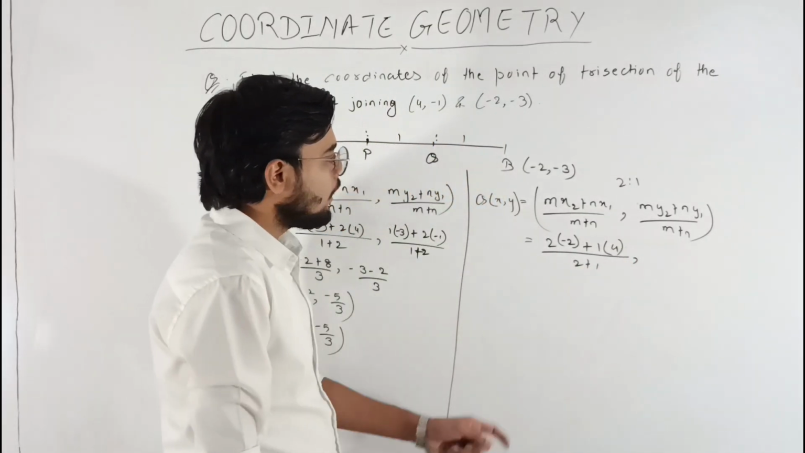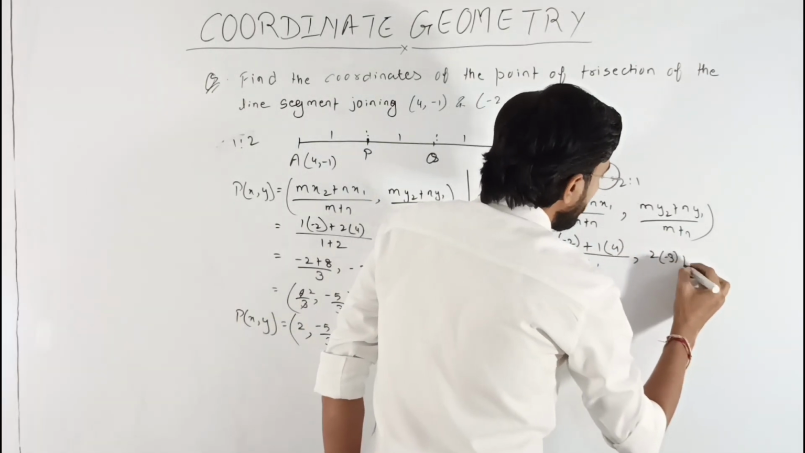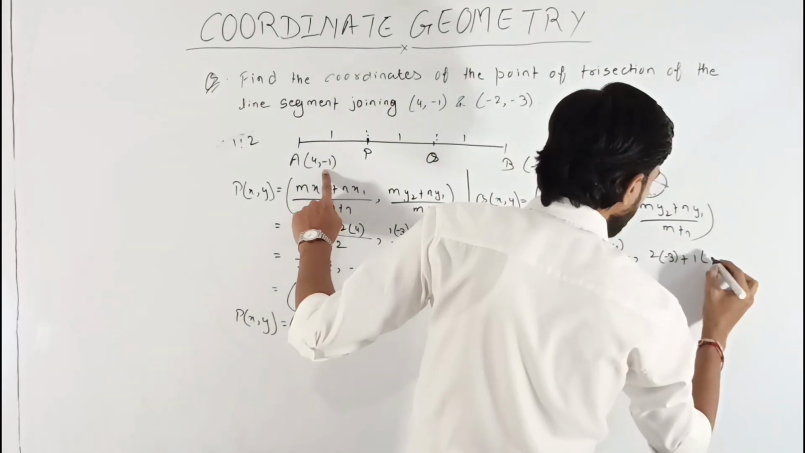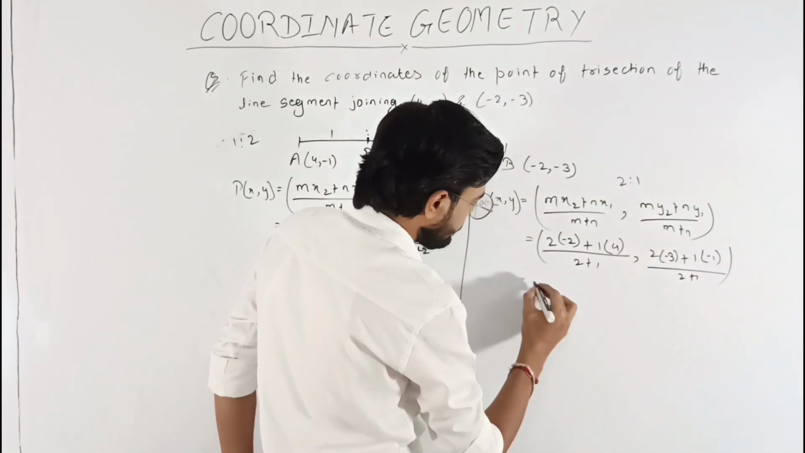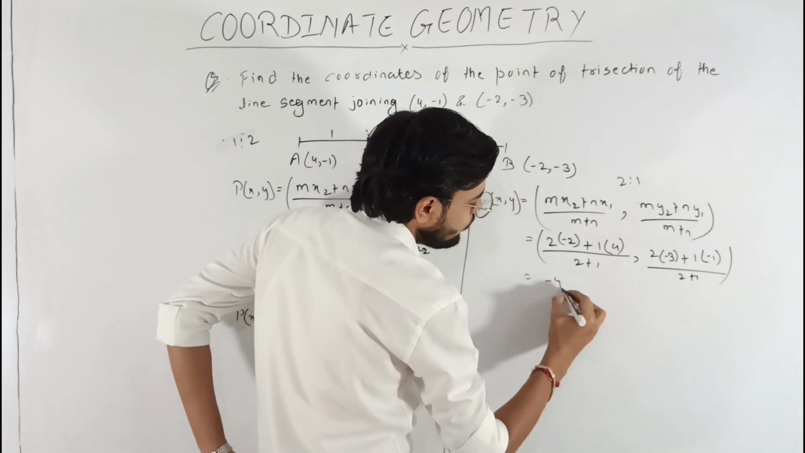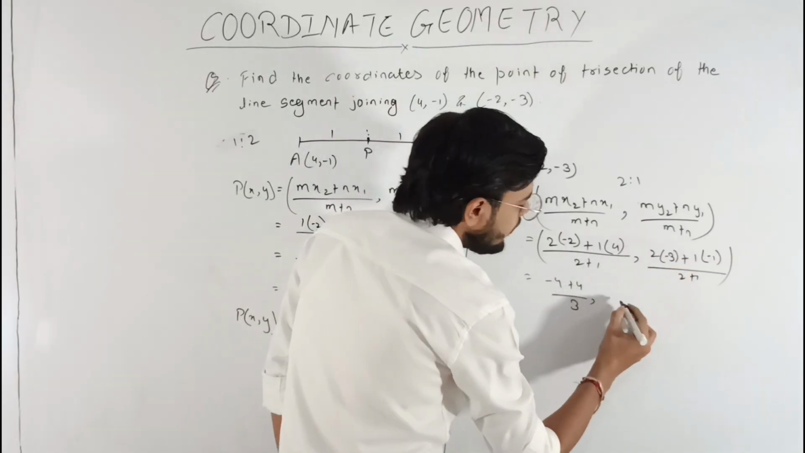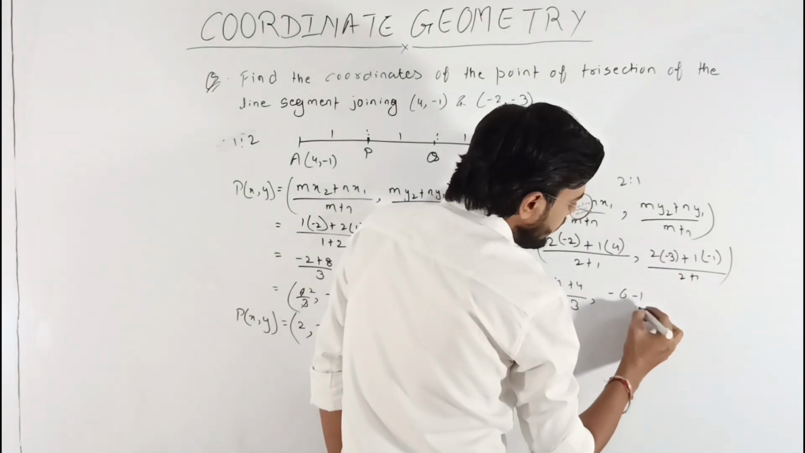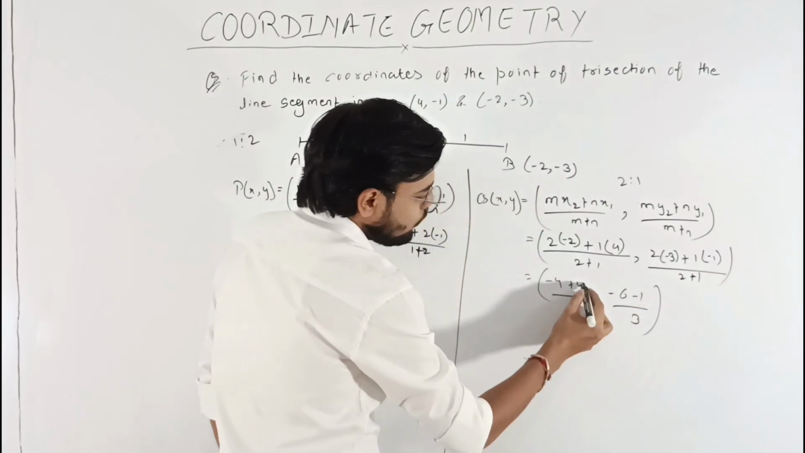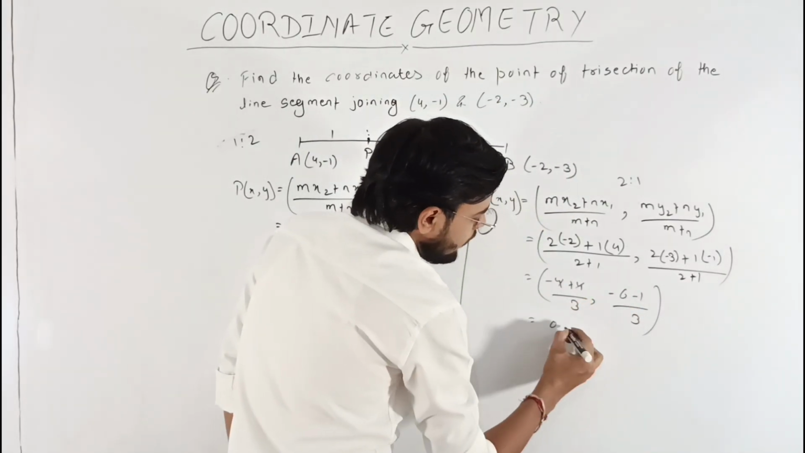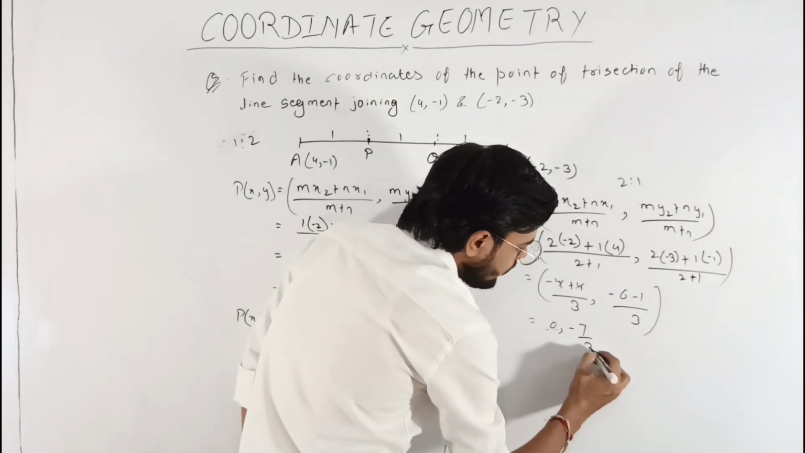Now m y2. m is 2 and y2 is what? y2 is minus 3, plus n y1, n is 1 and y1 is here again minus 1, upon m plus n, which means 2 plus 1. Now calculate this one. 2 into 2 is 4, minus 4. Now 4 plus 4 upon 3. Now calculate this one. 2 into 3 is 6, minus 6, and this is minus 1 upon 3. Now plus 4 minus 4 cancels out, so this will become 0, and this will become what? Minus 6 minus 1 is minus 7 upon 3.